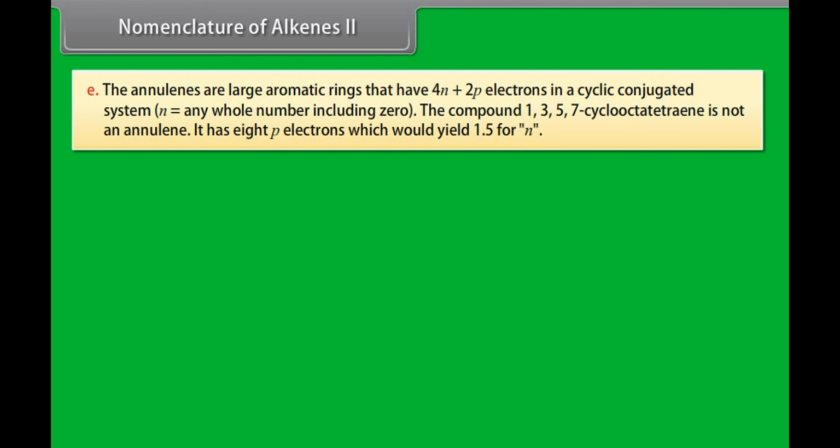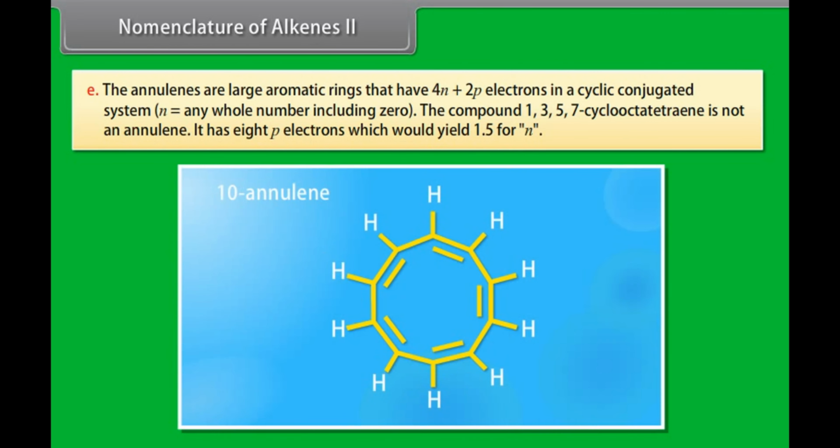The compound 1,3,5,7-cyclooctatetraene is not an annulene. It has 8 pi electrons which would yield 1.5 for n. Structure of 10-annulene. Structure of benzene.